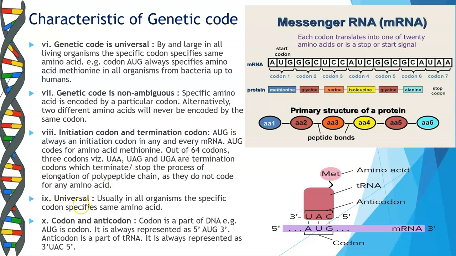The genetic code is universal. Usually in all organisms, the specific codon specifies the same amino acid.